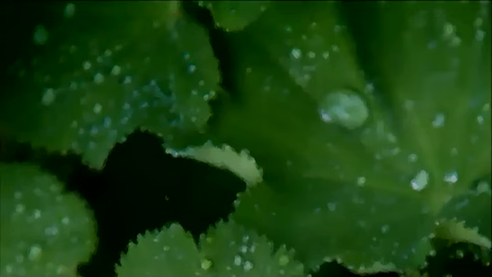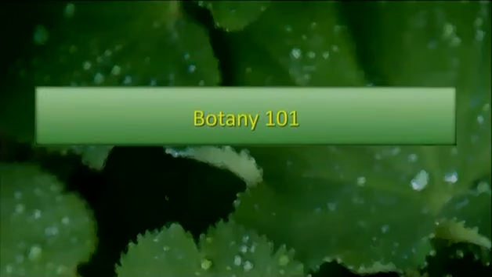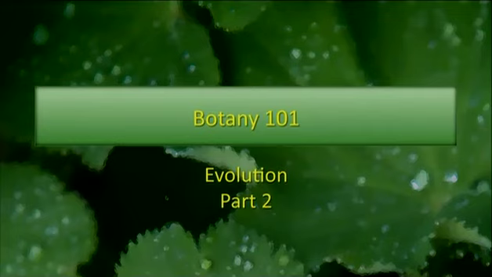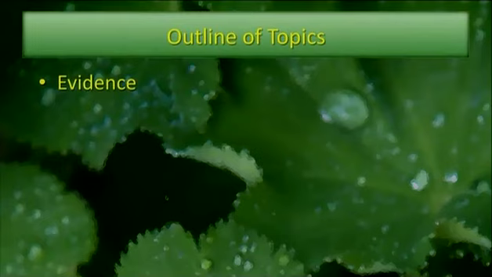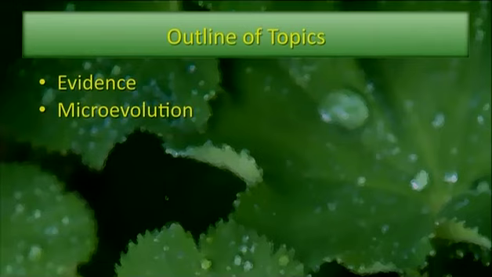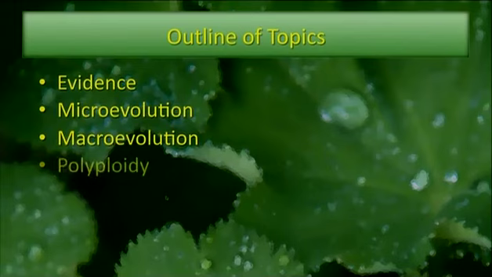I'm Angela Nishimoto. Recall last time that we did evolution part 1. We ended with Darwin and some of his history, some of his ideas. And now we're going to do evolution part 2. We're going to go into the evidence for evolution. We're going to talk about microevolution and macroevolution. And finally, what is important in plants is polyploidy.